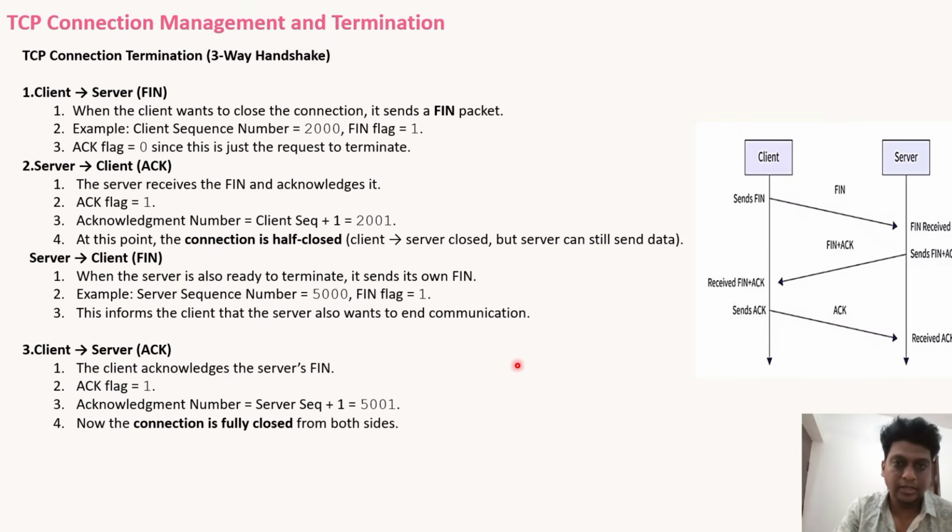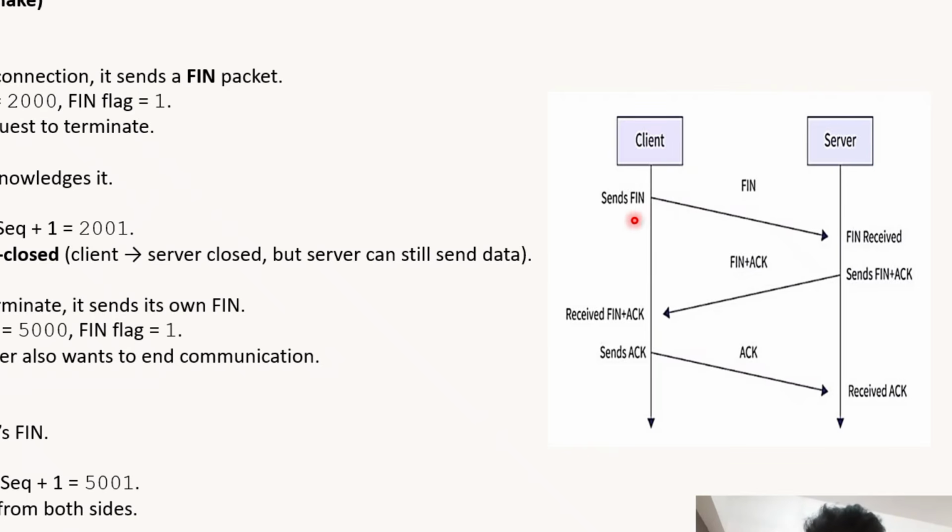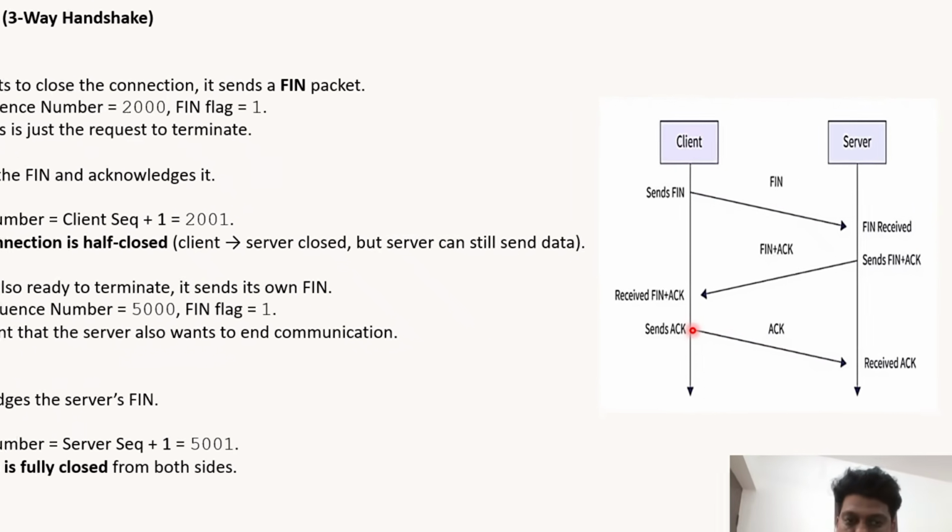For connection termination, this is the procedure. Initially, the client wants to close the connection, so it sends a FIN packet. From the server side, two operations are done. First, the server receives the FIN and acknowledges it. If the acknowledgement flag is equal to 1, it transmits the client sequence plus 1. At this point the connection is half closed. To make the connection fully closed, when the server is also ready to terminate, it sends its own FIN. In the third stage, the client acknowledges the server's closing of the connection with the flag 1.